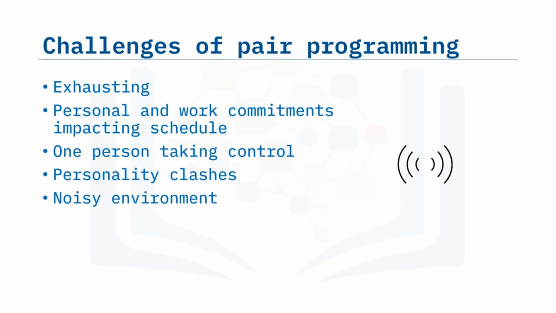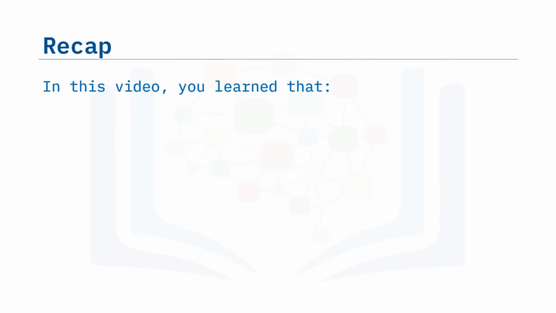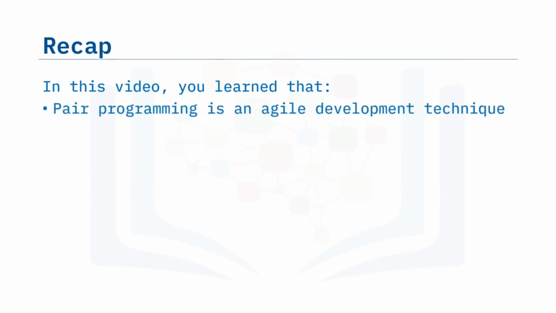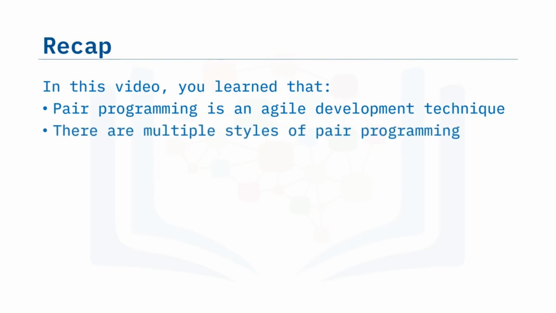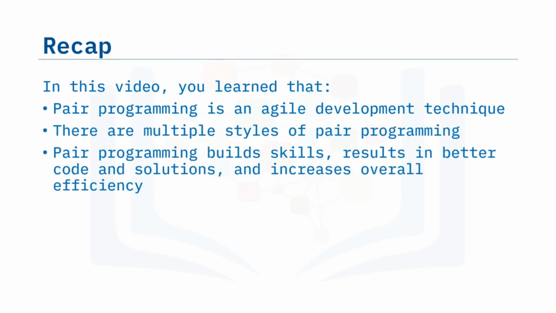In this video, you learned that pair programming is an agile development technique where two developers work alongside each other. There are multiple styles of pair programming. And pair programming builds technical and soft skills, results in better quality code and solutions, and increases overall efficiency.